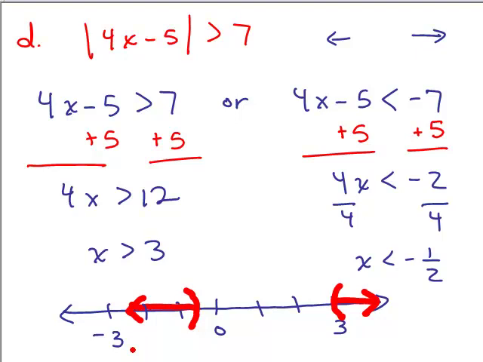Now I did say to check it, so let's do a quick check in our head. If we put in 0, that should not be a solution. And convince yourself, if you put 0 into this original problem, you would have absolute value of negative 5, which is just 5. 5 greater than 7 is false. So it looks like I've got it going the right direction. And also, when it's greater than, you basically should have the arrows going in opposite directions like this.